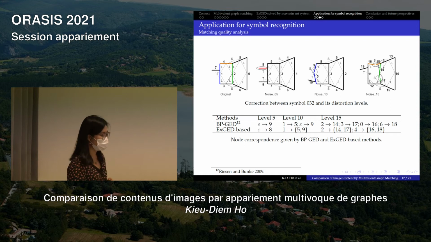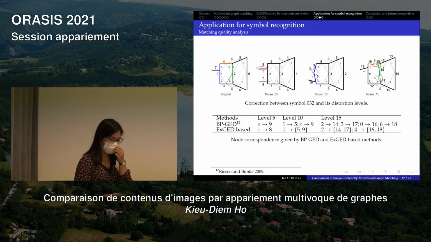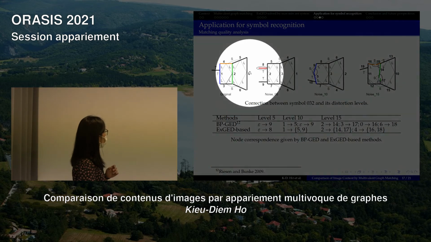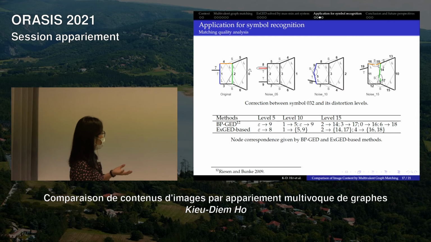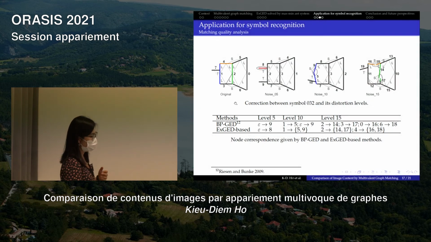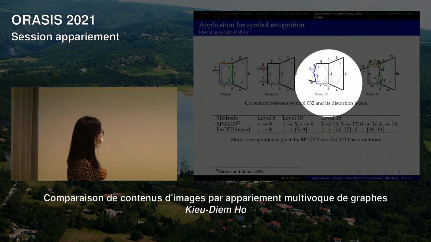And then I analyze the experimental results into two aspects, qualitative analysis and quantitative analysis. For the first one, I focus on the low-level matching. It means the sub-part correspondence between the objects. So I give here one example of the symbol 032, and I compare with one very famous method for this, the bipartite graph matching.